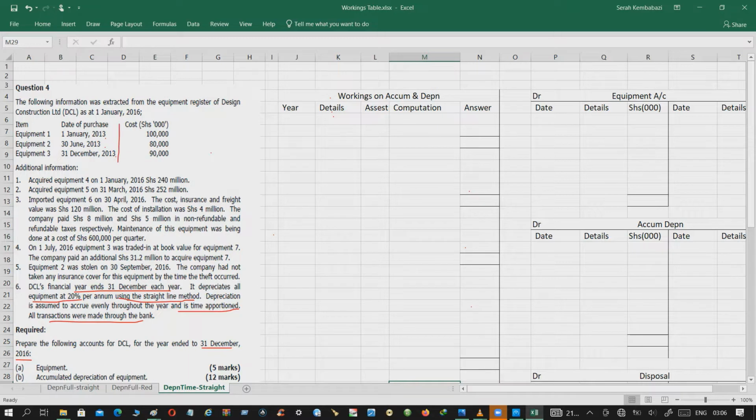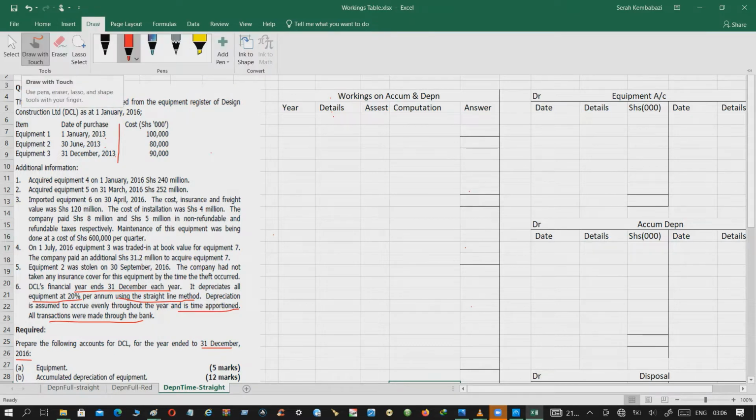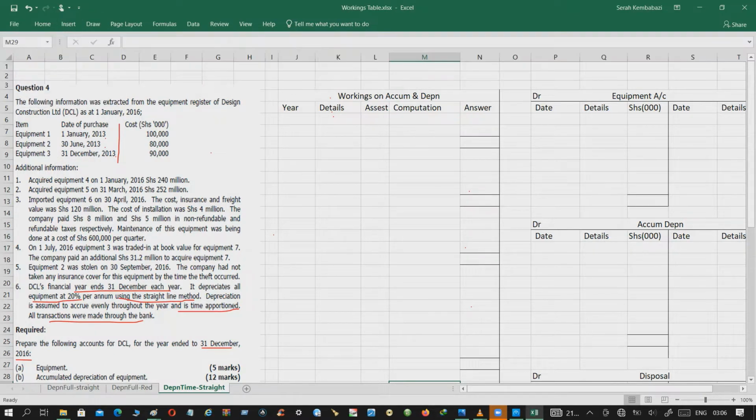2016. But remember, we've been given data starting from 2013. So in order to get the opening balances, we have to start from 2013. Yes? So let's begin.